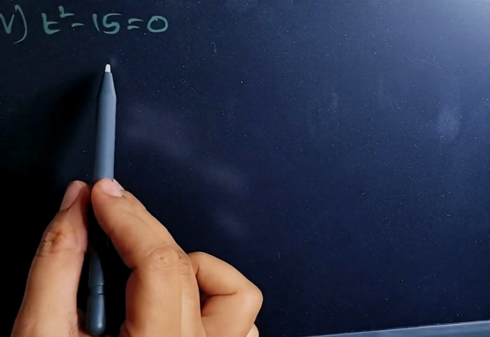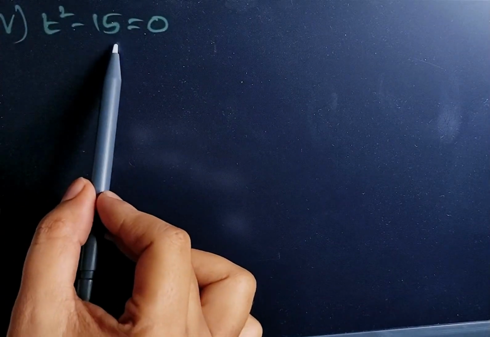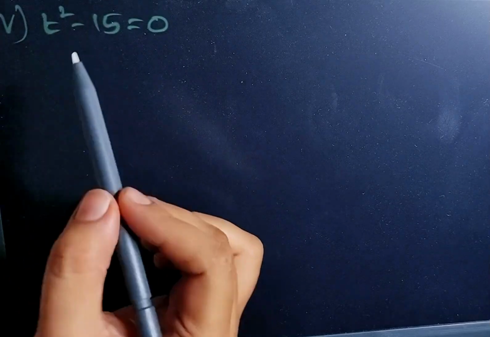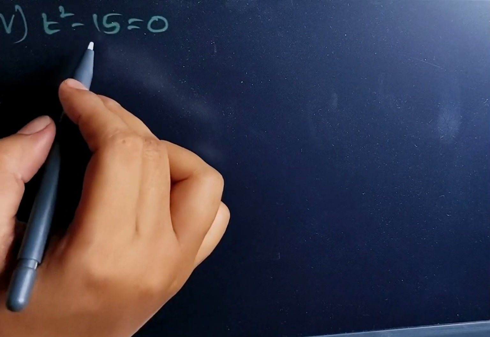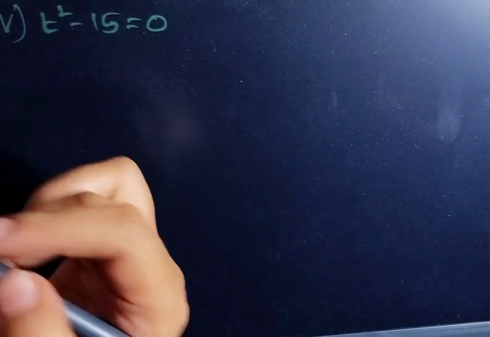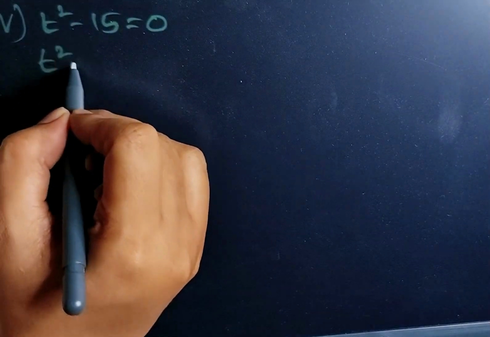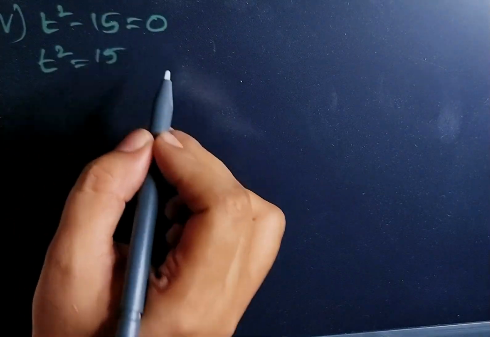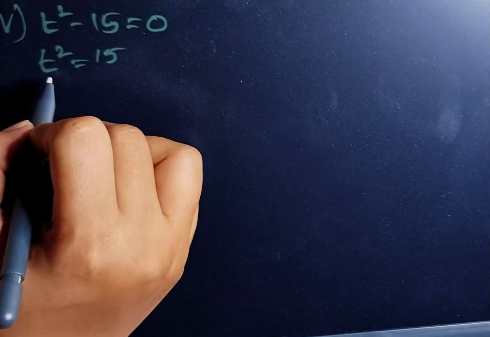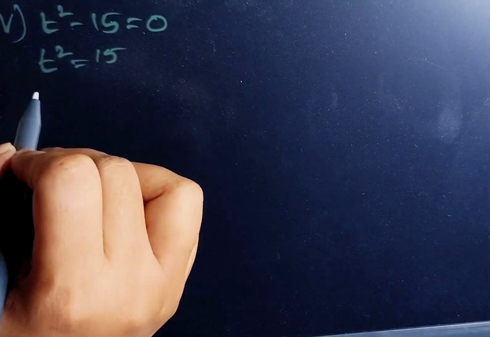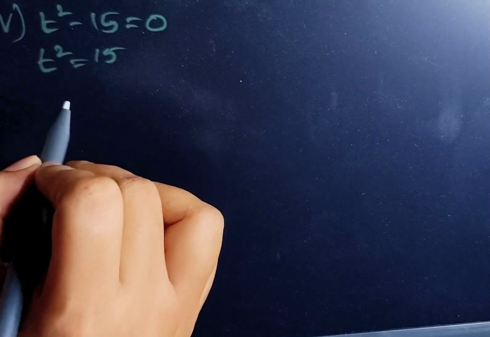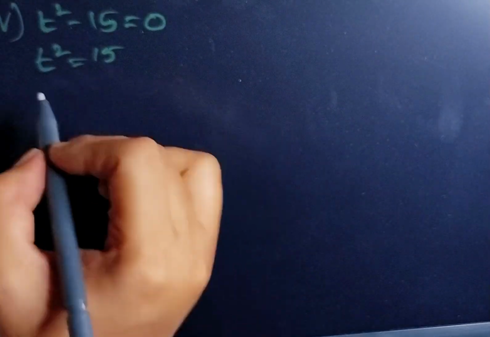In this subdivision, if you check, we have the square term and the constant term, not the middle term. For these kinds of questions, here you can take the constants to the right side. So t square equal to 0 plus 15, which is 15. Since we need to find the value for t, as it has square, we need to remove that. So we are going to take square root on both sides.